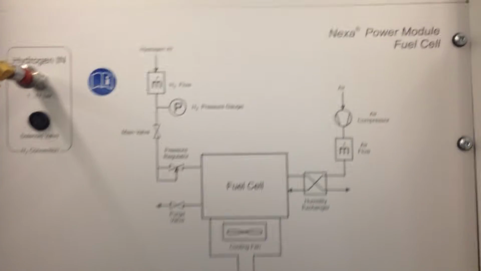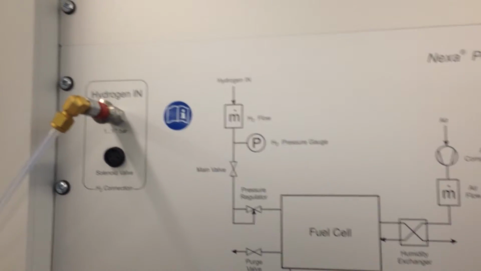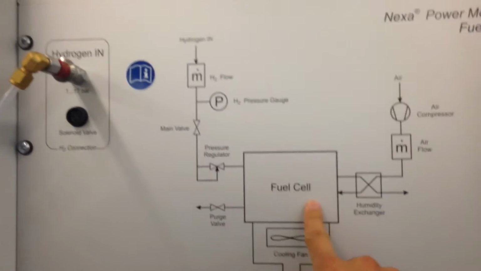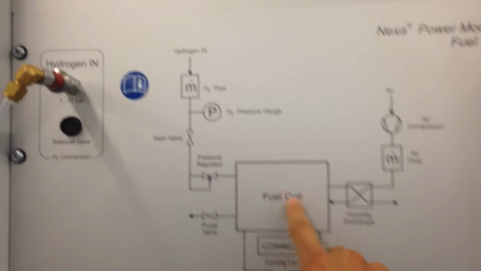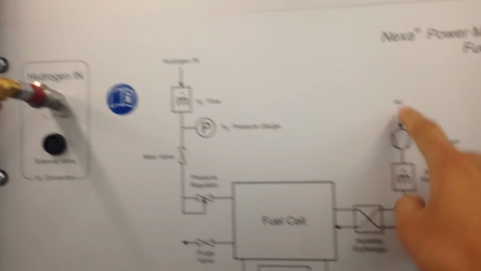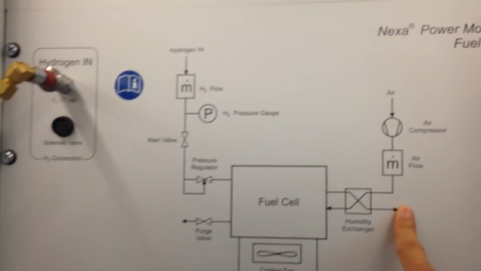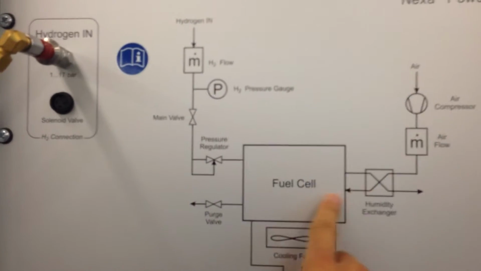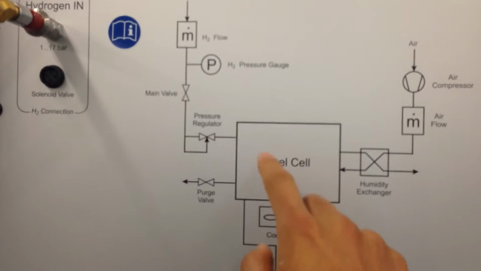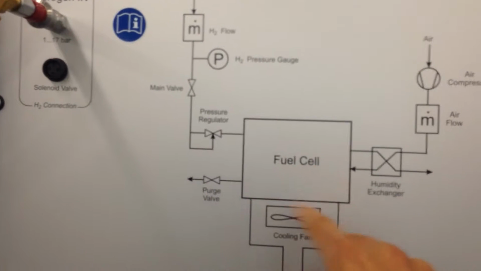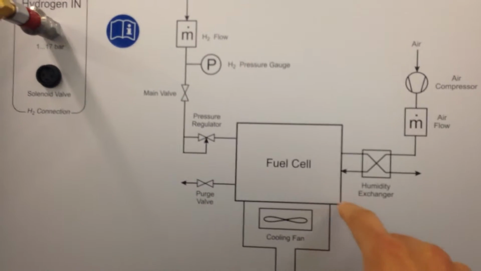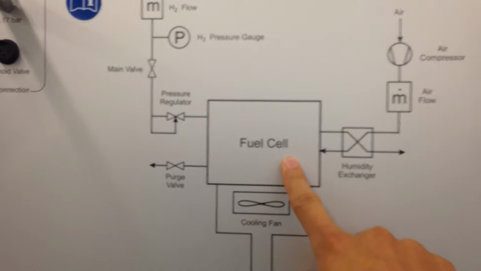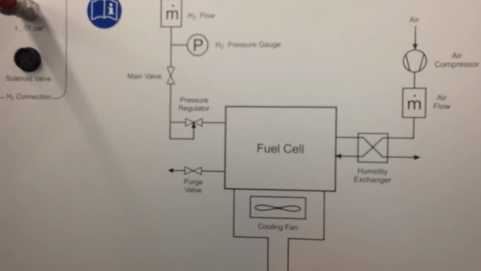As indicated in this diagram, the fuel cell system is located here, and it is supplied by the hydrogen and the oxygen from the air. When the hydrogen and the oxygen come to the fuel cell stack, a reaction happens which creates water and electricity.